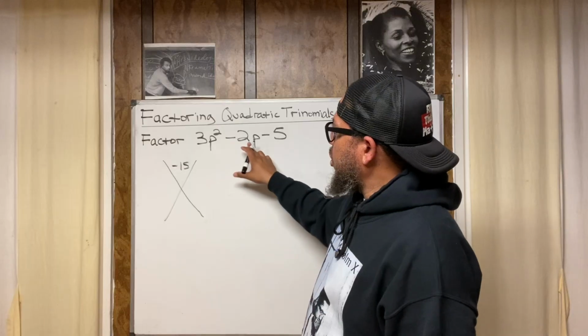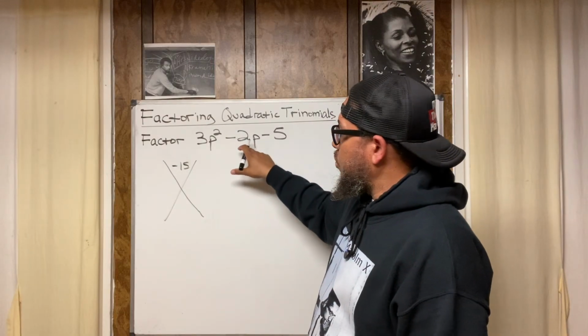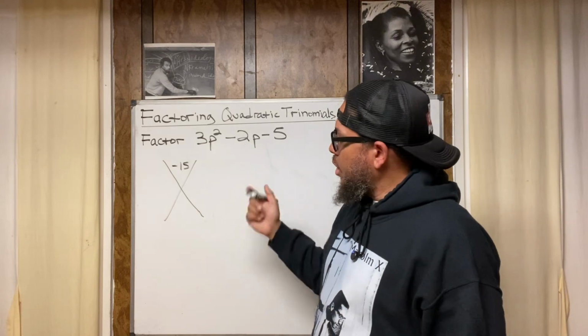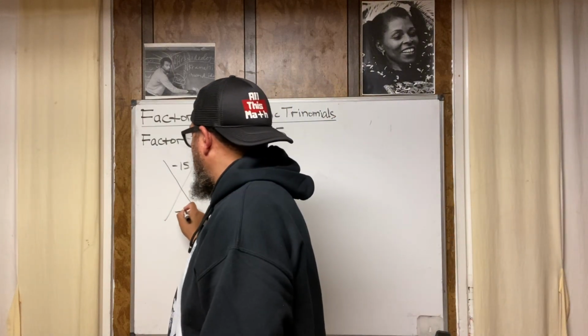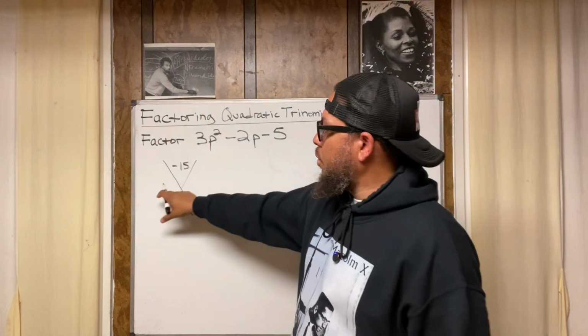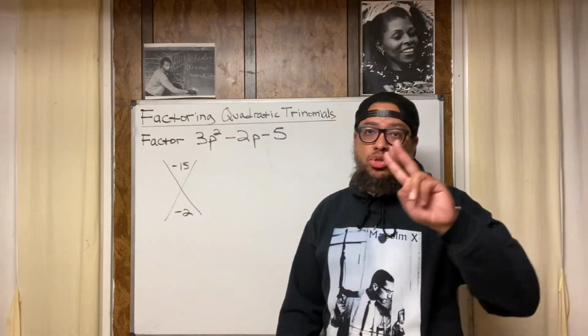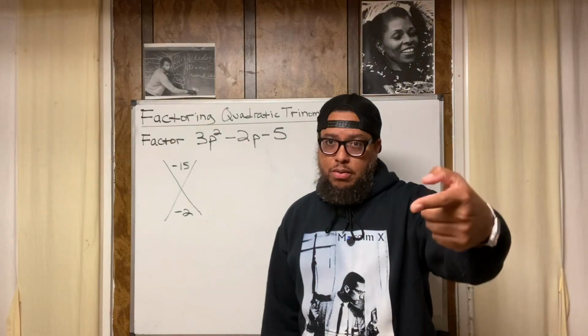Now, what is the coefficient of the middle term? -2, not +2. That minus sign makes this a -2. Right here, -2. Boom. Now, what goes here and what goes here? That's the question. These are 2 numbers that you have to figure out.